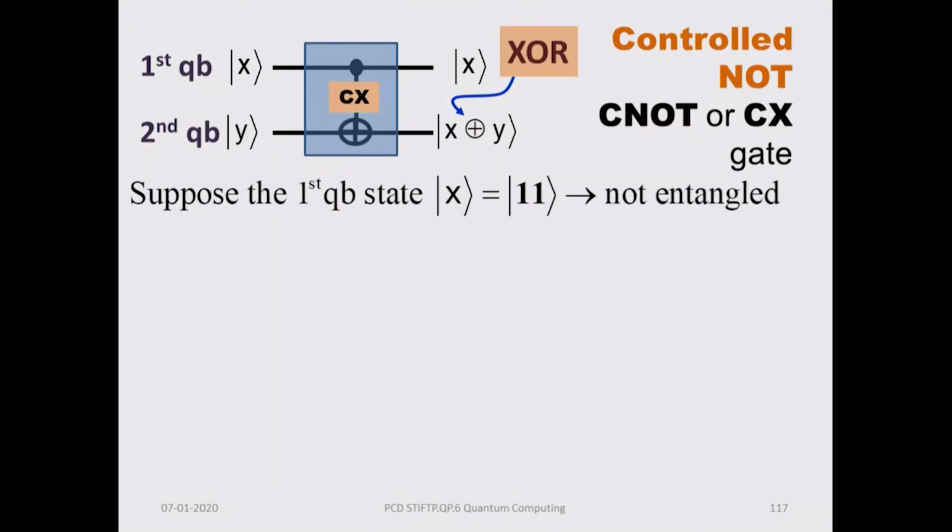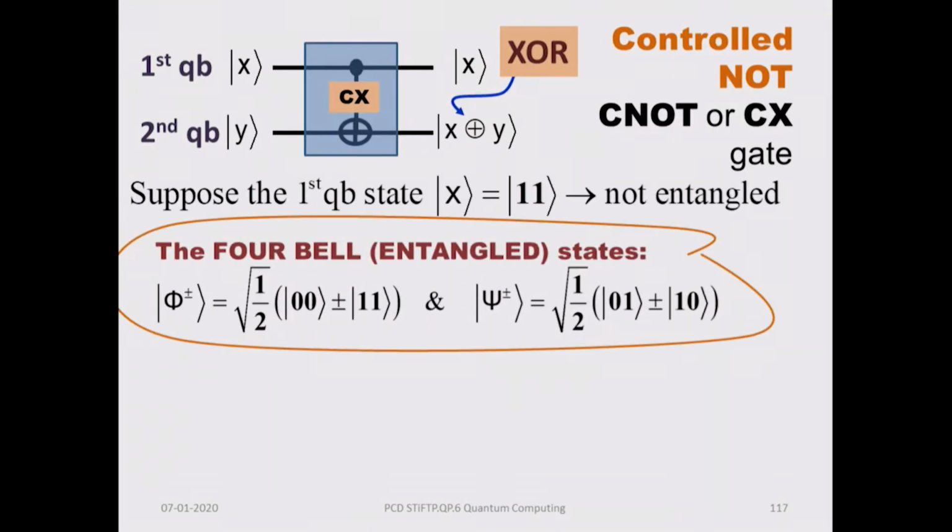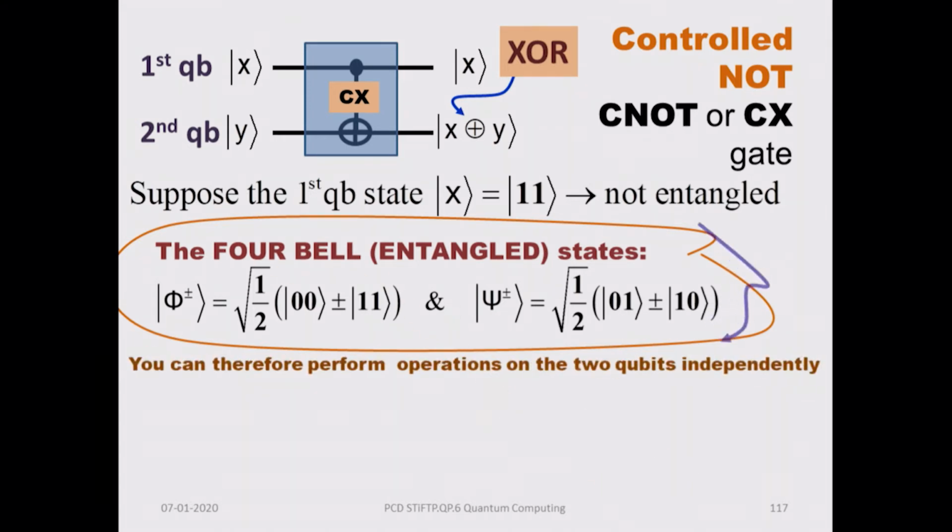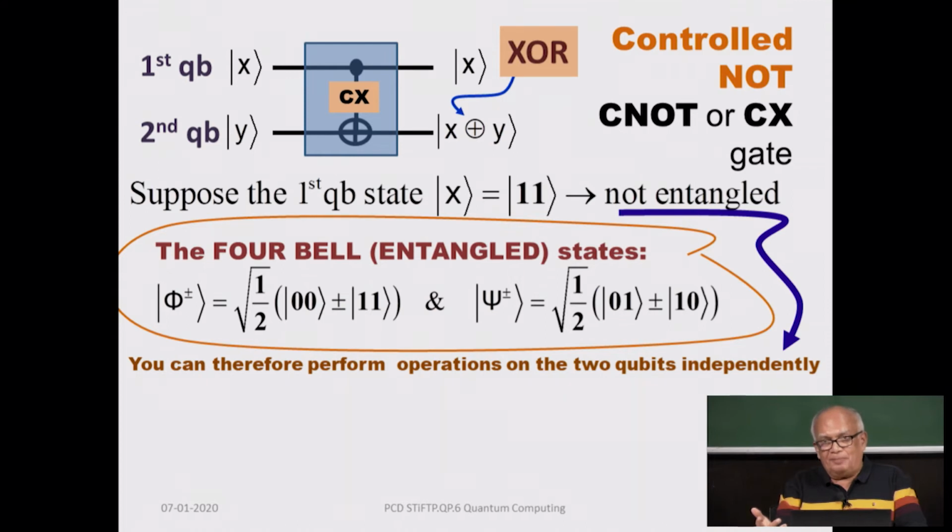So, we begin with a state x which is 11. These are the 4 entangled states. So, the one that we have started out with is not an entangled state, which means that you can perform operations on the 2 qubits independently. Okay, you can carry out an operation on the first qubit without affecting the second and vice versa. They are not entangled.